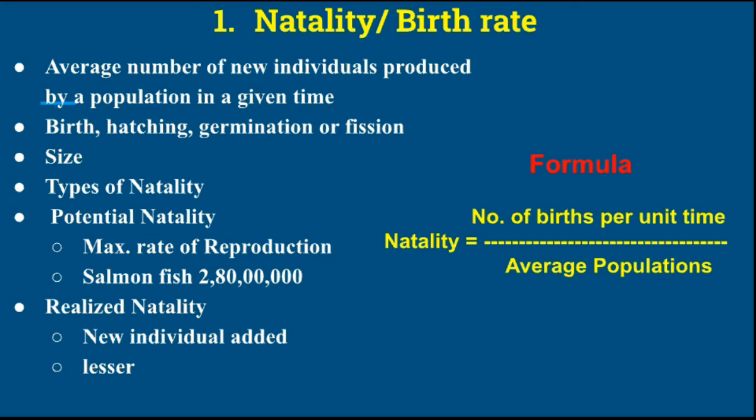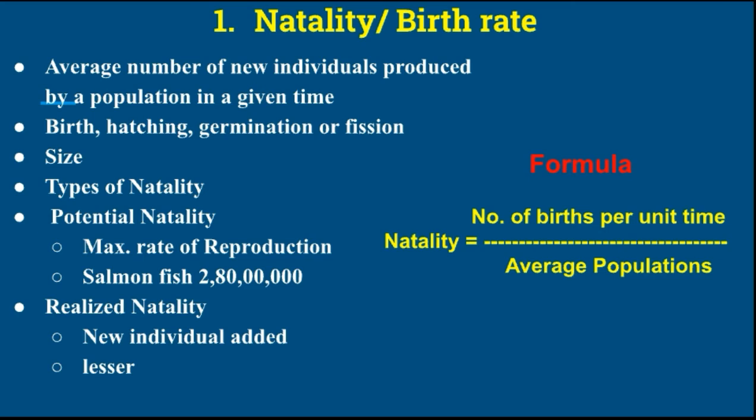For example, we have seen in the salmon fish, they produce 2 crore 80 lakh eggs in a breeding season. But all the eggs do not hatch and reach adulthood because of environmental resistance or environmental hazards. Hence the potential natality is not attained in nature. So this is the potential natality.